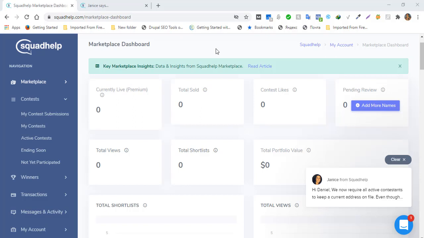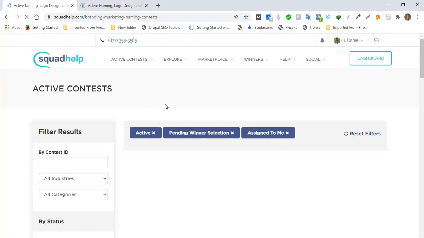Now, the moment you get to your dashboard, in case you don't know how to get to your contest, the very first thing you do is, on the left hand side here, you see under contest everything relating to contest, and you see here active contest. You click on it, and it will open up. It will take you here to see your various contests, both the active one, the pending one, and the ones assigned to you.